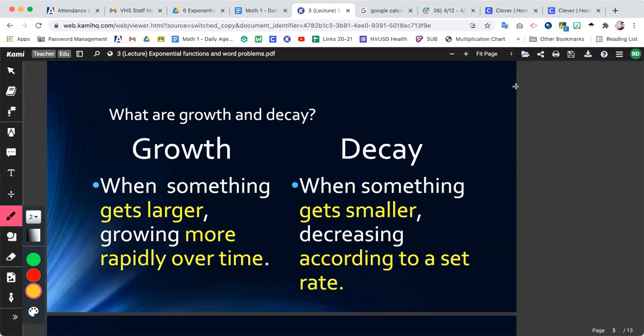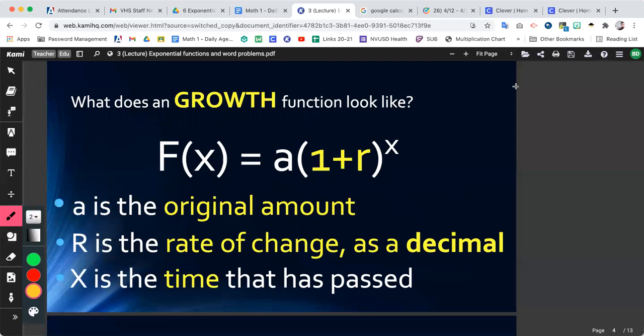Okay, so the first formula is this one. This is our growth formula. This is the formula that you're going to use on problems where things are growing, where money is increasing, where we have interest, or where we have appreciation. All of those keywords are indicating that something is growing. Now notice, you have 1 plus r that is now in the exponential function. So we have to understand what each of these letters means.